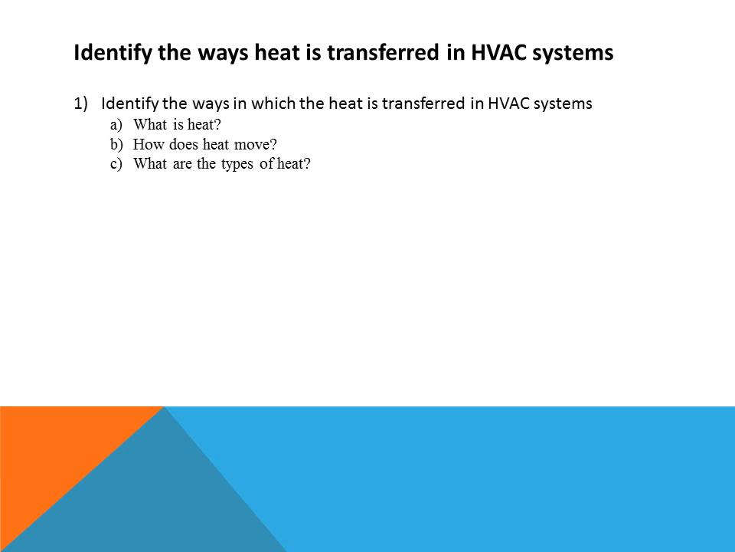Identify the ways heat is transferred in an HVAC system. Basically, what is heat? To explain simply, heat is a measurement of a quantity of energy. Molecules, which are the smallest part of an element, move, and the friction of molecules rubbing against each other generates heat from the motion. So you could say that the faster the motion of molecules, the more heat it will generate.